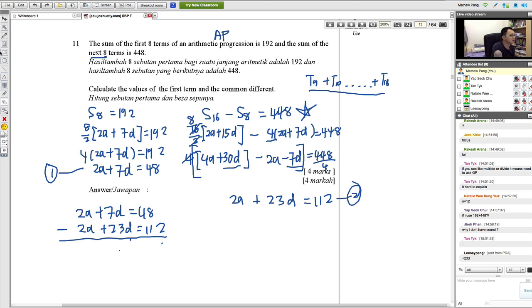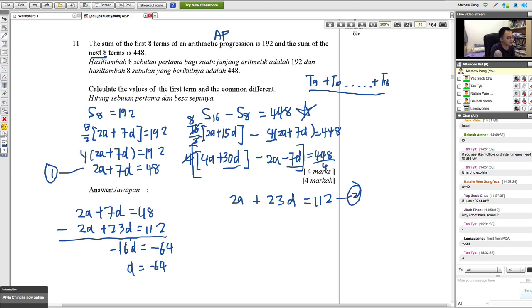Okay, so over here 7d minus 23d, you get negative 16d. Okay, and then 48 minus 112, you basically get negative 64. So d will equal negative 64 over negative 16, which is 4.